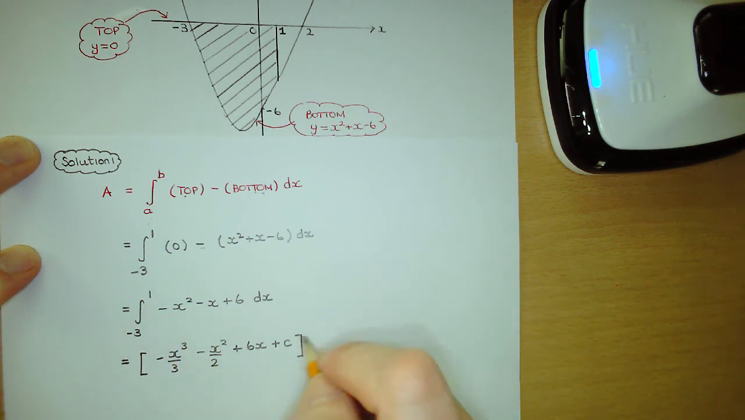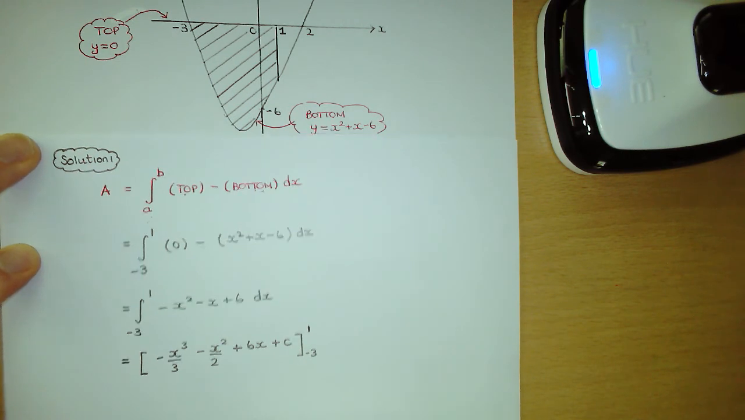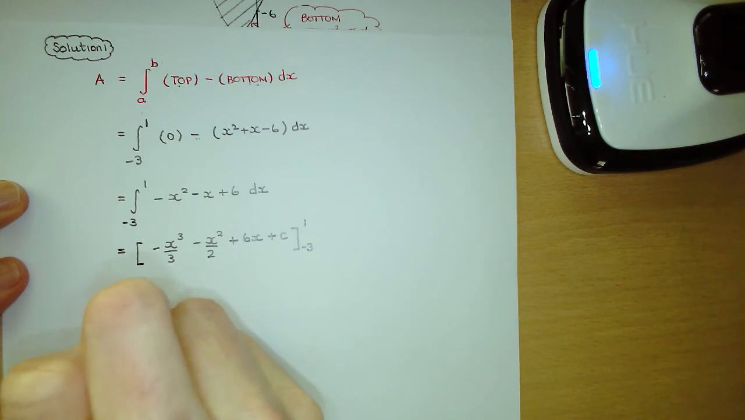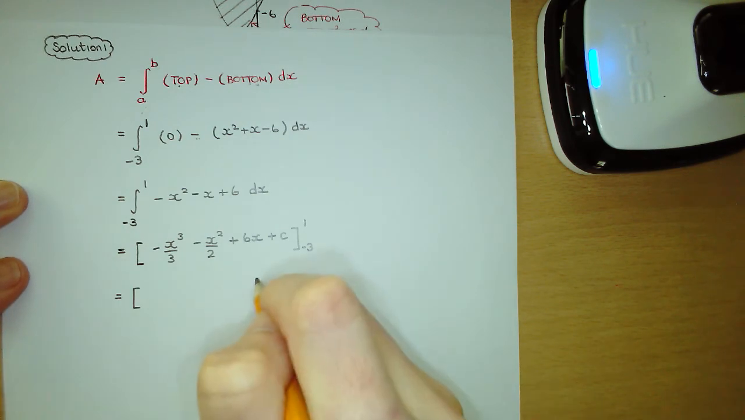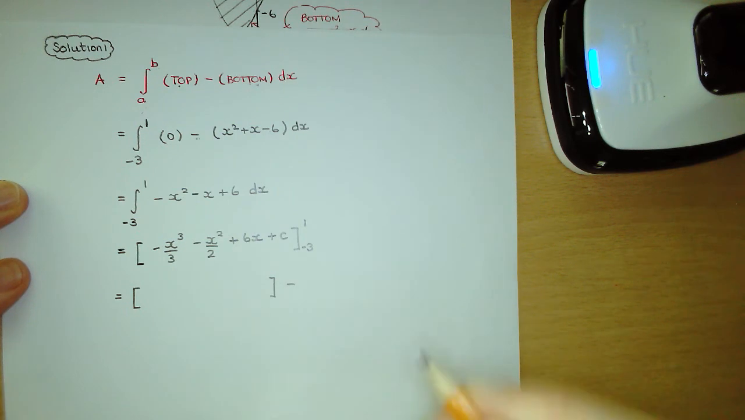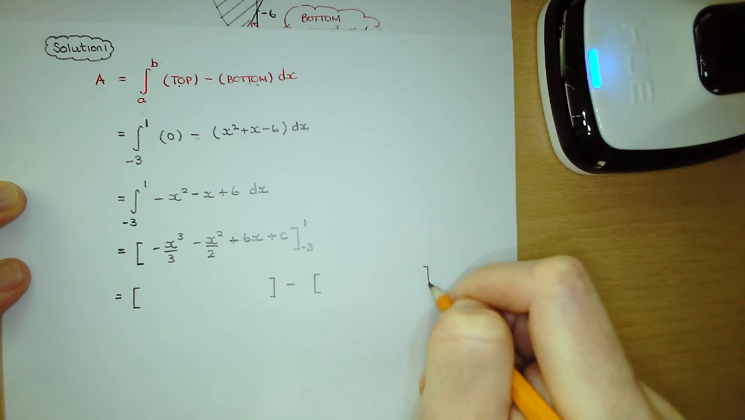So we put 1 at the top, and we put minus 3 at the bottom, immediately after the second square bracket. Now, what we do at this stage is we're going to break up this square bracket into 2 separate square brackets with a minus between them. So, I'm going to copy down another set of square brackets, put a minus down, and then open up another set of square brackets, like that.